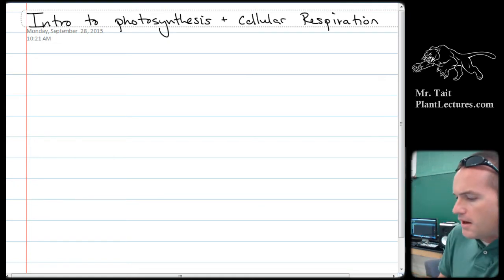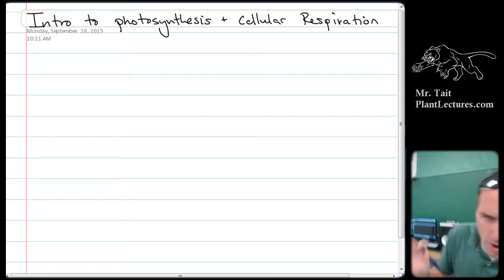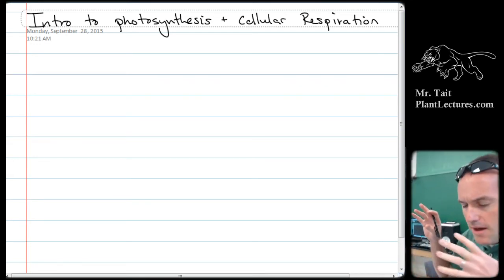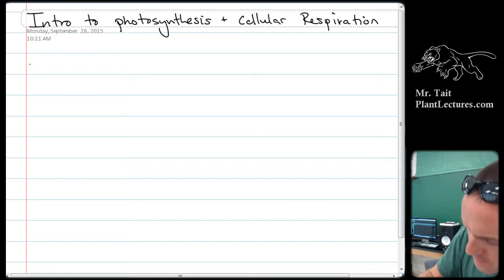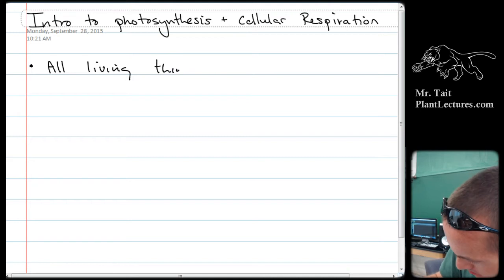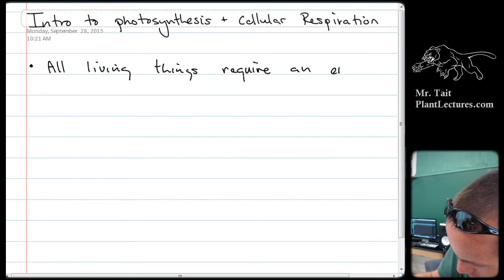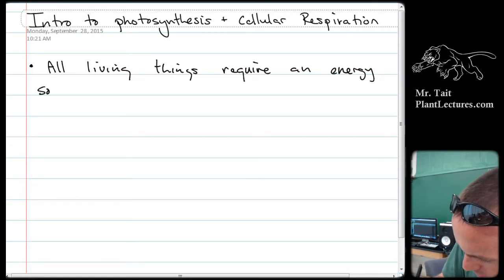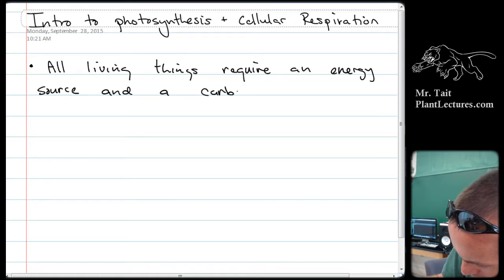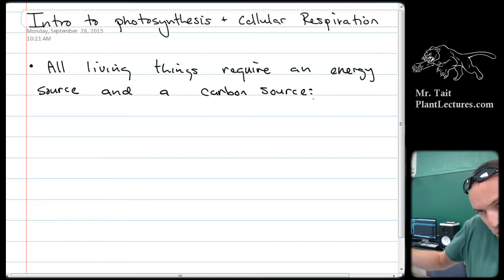So the first thing about this is that we need to know that there's a basic tenet of life that says that all living things are going to need both an energy source and a carbon source. All living things require an energy source and a carbon source. Okay, and we can divide them based on which energy sources and carbon sources they have.